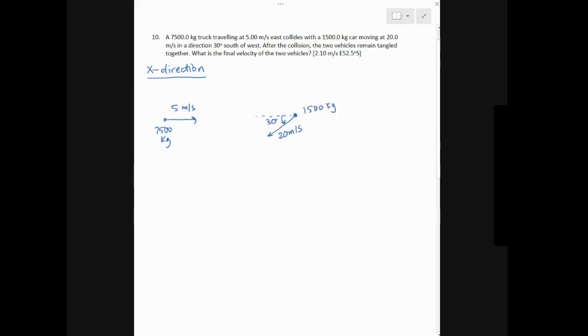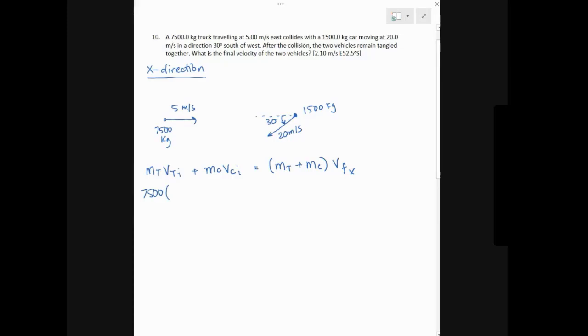So if we were going to look at the x direction now, I'd say the mass of the truck times the velocity of the truck initial, plus the mass of the car times the velocity of the car initial, is equal to the total mass, because now they're stuck together. So we have the mass of the truck and the car together times the final velocity. And I'll put a little x here because we're just looking at the x direction for now.